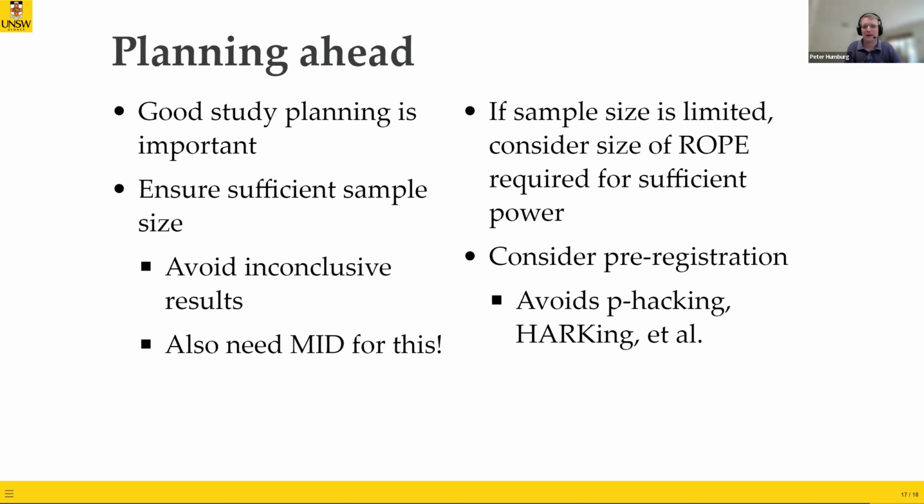Sorry, ROPE is the region of practical equivalence. I only mentioned it briefly before, I think. But that's the region around 0, where if your estimate of the difference falls inside that region, you're basically saying the effect is too small to matter.